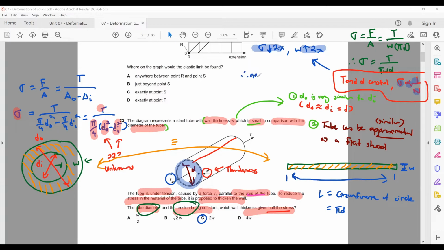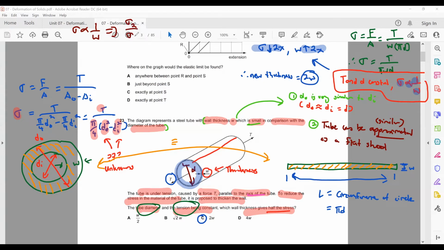So therefore, new thickness is 2W. Okay, so this is the answer for this one. This is one way of looking at it. There is also another way of doing the same thing. I will just tell you both methods. This one I'll just write at the top right hand corner, using a different color. I'll use this one. If stress is inversely proportional to thickness, you can also say this.